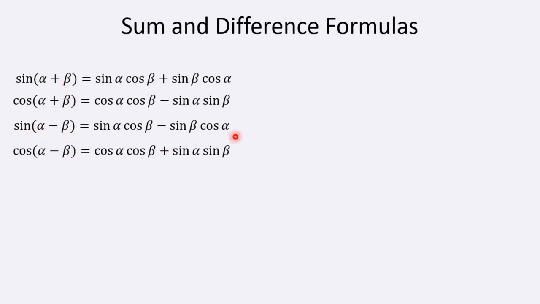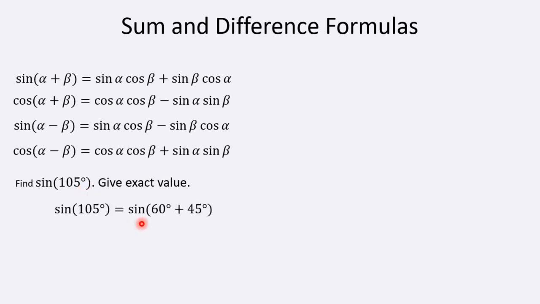Let's see them in practical use. In practical use, you could use it to find the sine of an angle like this, which is a non-standard angle, but we can find the exact value, because we can find the sine of 105 by adding and subtracting standard angles. For instance, the sine of 105 can be viewed as the sine of 60 degrees plus 45 degrees. And when we do that, we can use this top formula to break it up into the sine of 60 times the cosine of 45 plus the sine of 45 times the cosine of 60.